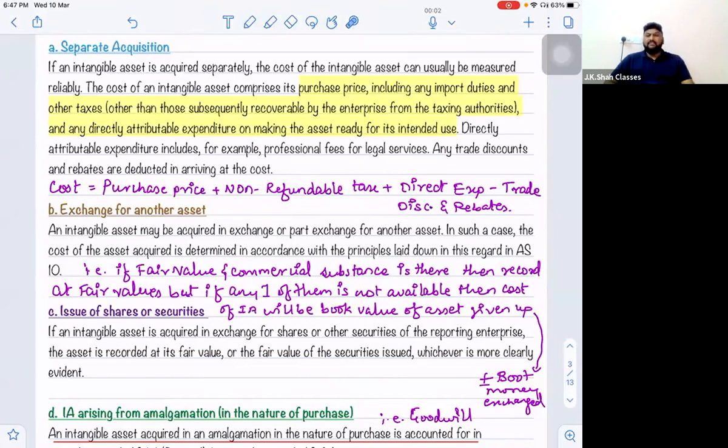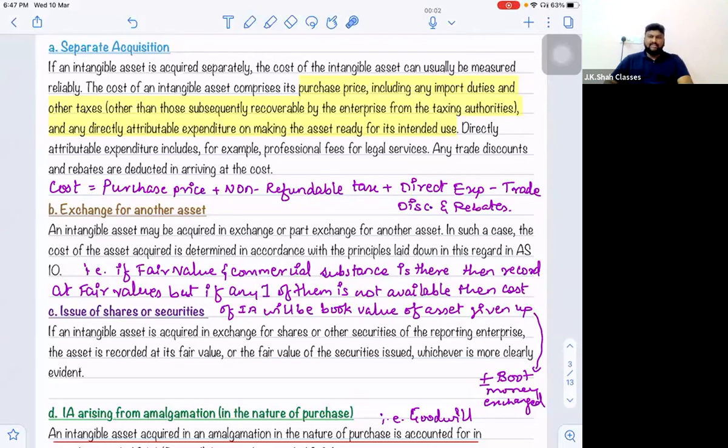This is the entry I will pass. The entry will be the same, but just that instead of book value, we'll write fair value. Exactly. We'll be writing the fair value of the new asset. Because generally the fair value of the new asset might be greater than the fair value of the old asset. Yes, sir. Understood. Or sometimes they may have an equal type of fair value also.